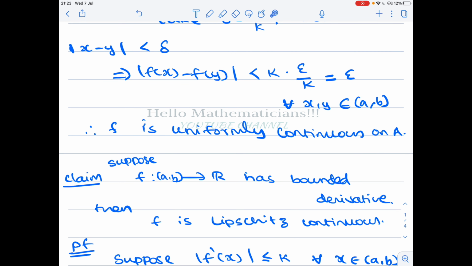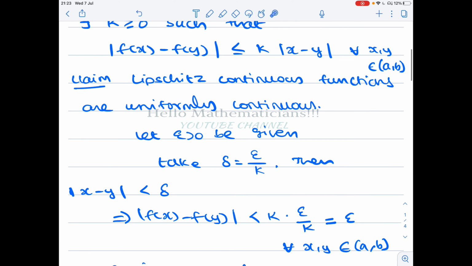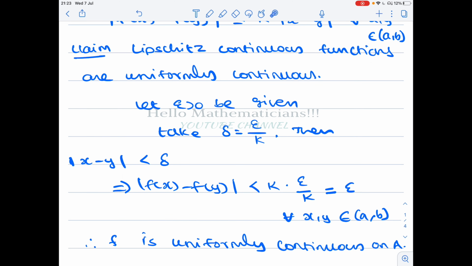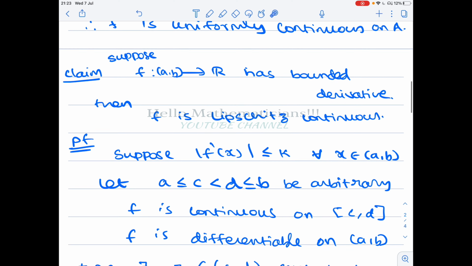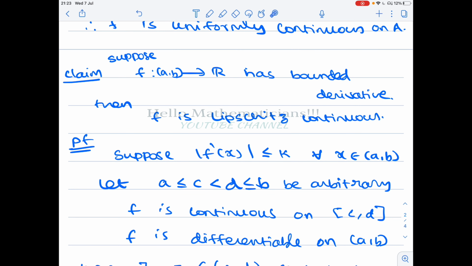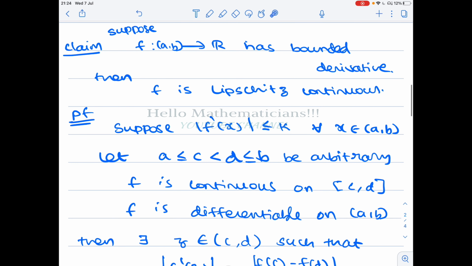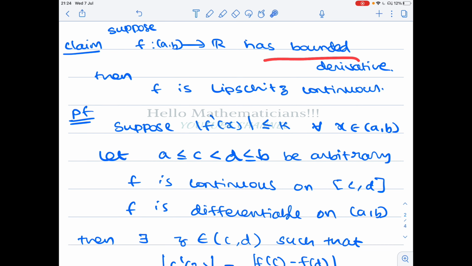Next, we prove a similar result. All these results are very important: Lipschitz continuous functions are uniformly continuous. Next, we are going to prove that if a differentiable function has a bounded derivative, then it is Lipschitz continuous. These results are sometimes asked in interviews also, like NBHM and TIFR interviews, and you can use these results in many problems in real analysis. Let's see why a function with a bounded derivative is Lipschitz continuous.